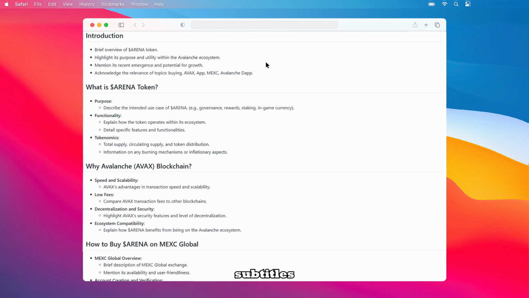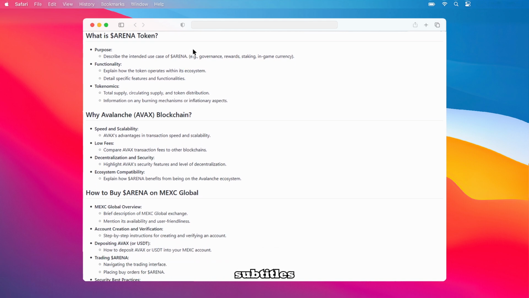First, let's understand what Dollar Arena token is all about. We'll explain its intended use case, for example, might be governance, rewards, staking, or even in-game currency. Next, we'll look at how the token operates within its ecosystem, detailing its specific features and functionalities. And lastly, we will cover the tokenomics, giving you information on the total and circulating supply, token distribution, and whether there are any burning mechanisms or inflationary aspects.